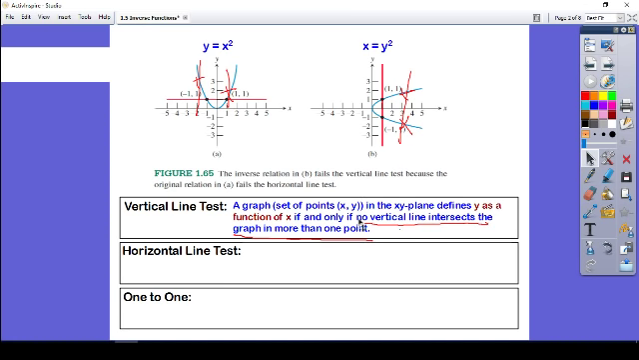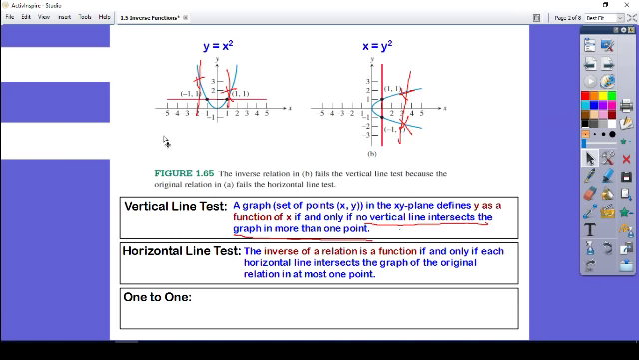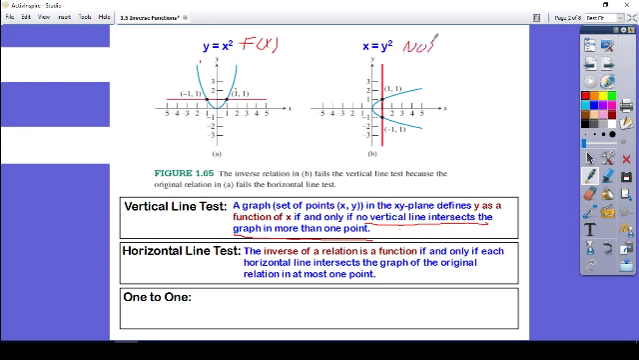The horizontal line test. This might be new. The inverse of a relation is a function if and only if each horizontal line intersects the graph of the original relation in at most one point. So looking back at this function, the inverse of this parabola we know is not going to be a function. So this is a function. This is not a function.